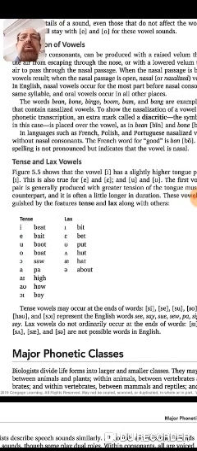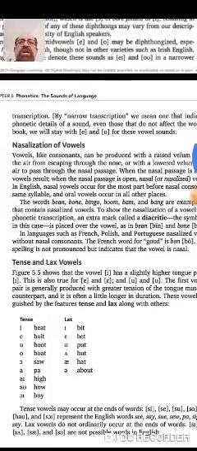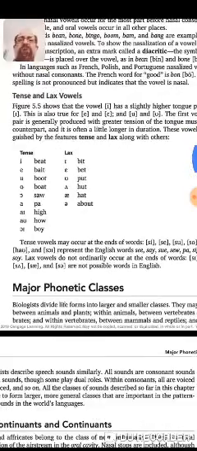After diphthongs, we don't want to talk about nasalization of vowels. We go to tense and lax vowels. Well, what are tense and lax vowels?